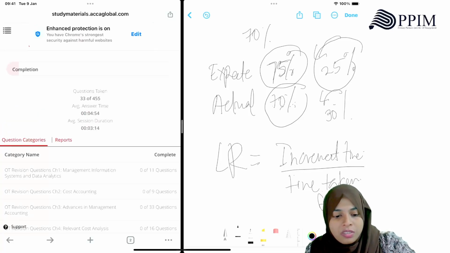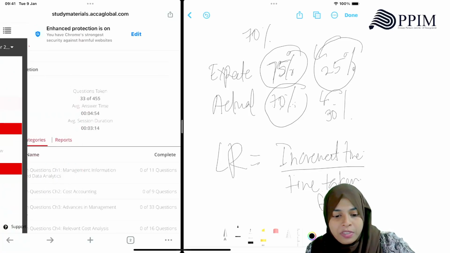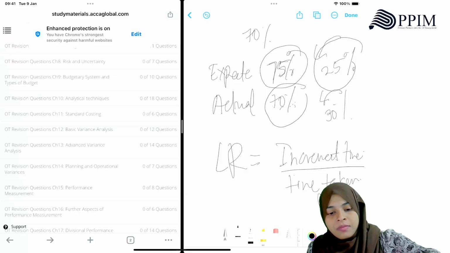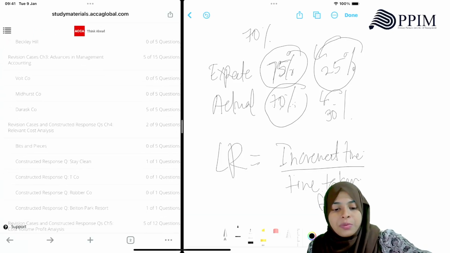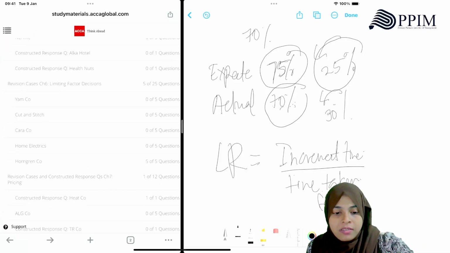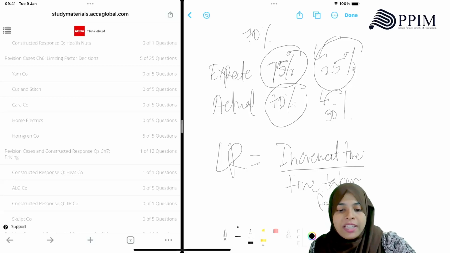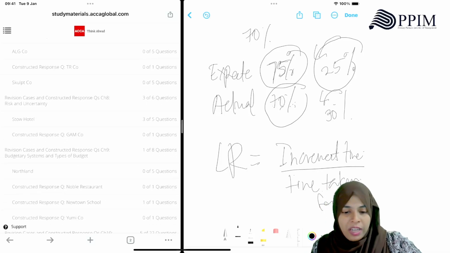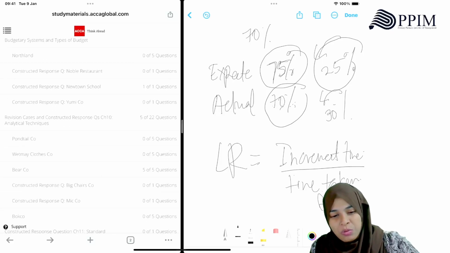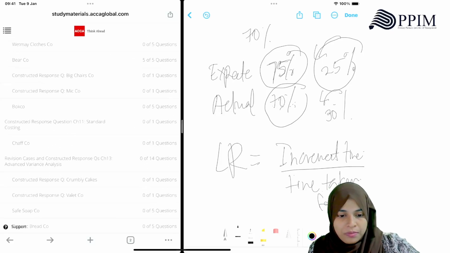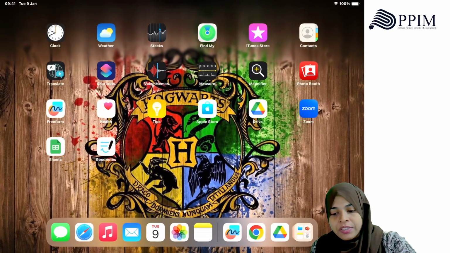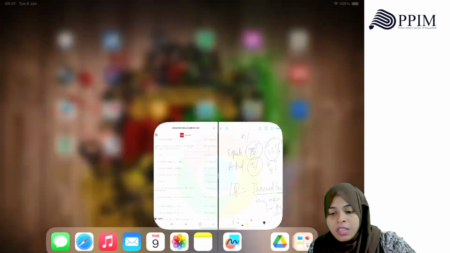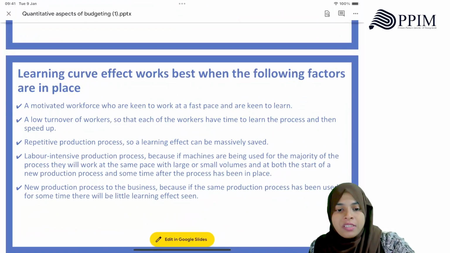Okay, we did questions now on quantitative aspects of budgeting. I did one on learning curve as well. I feel like I can go to variances. Budgeting we have done. Only thing I wanted to do one on moving averages. There is no question, so I'll just go to variances.